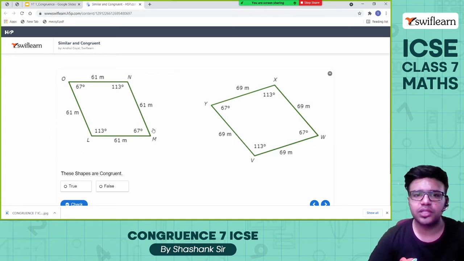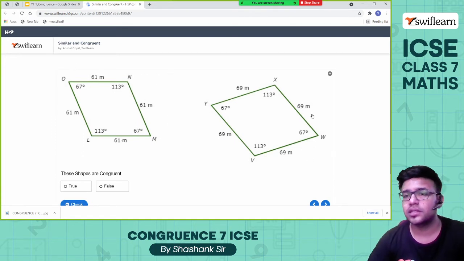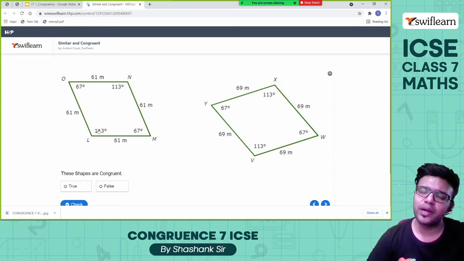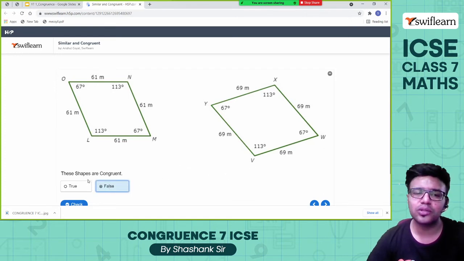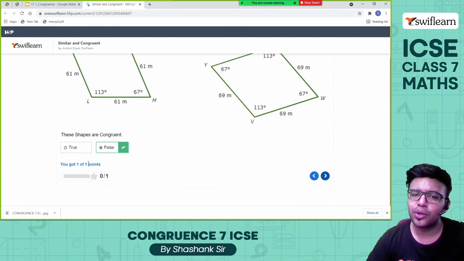Okay. Now 61, 61, 69, 69. Angles are same. So congruent means what? Same shape. Shape is there. Even the dimensions should be same. Dimensions are not same. This is 61. This is 69. So it is similar, not congruent. So are these shapes congruent? No.